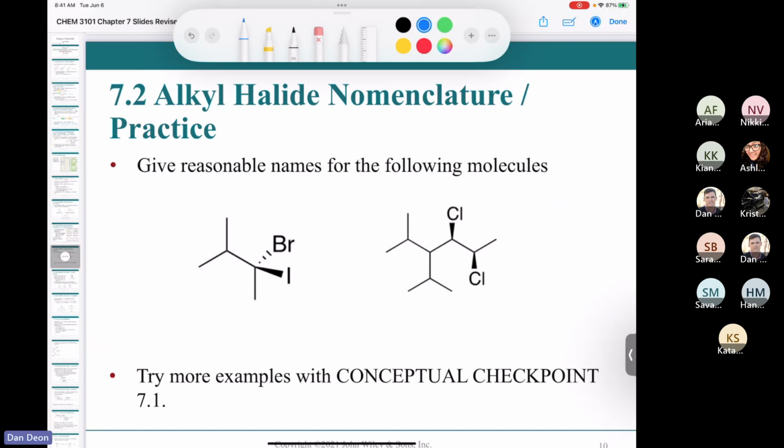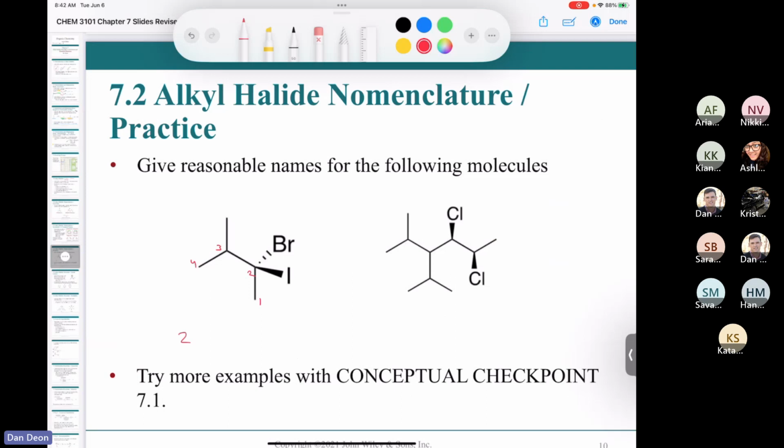How many carbons are in the longest chain? It's going to be 4, right? Thanks, Sarah. Absolutely. And the way we're going to number it is like this: 1, 2, 3, 4. So we have a 2-bromo, 2-iodo, 3-methylbutane, right? So let's scribble that down.